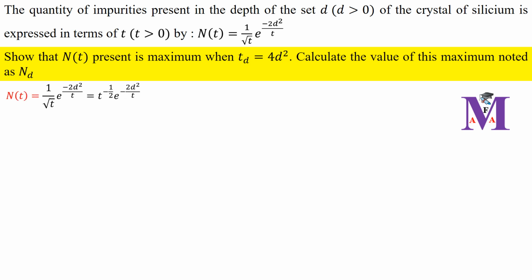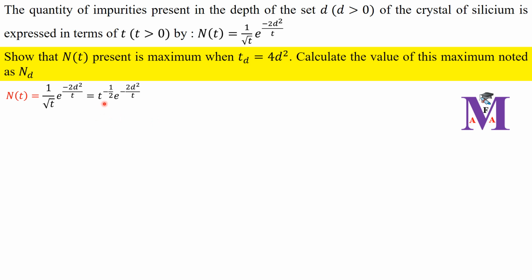Alright, so our n of t is given by 1 over the square root of t, e raised to the power negative 2d squared divided by t. So for convenience sake, since we are going to differentiate because we have seen the word maximum, we need the derivative.